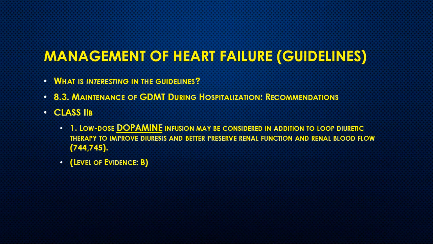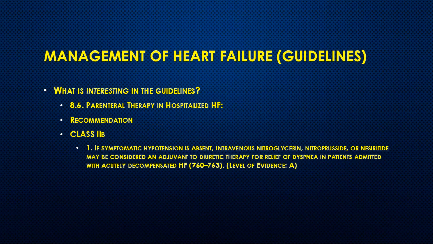Further, what else is interesting in the guidelines? Well, it's interesting that they consider that low-dose dopamine may be considered in addition to loop diuretics to improve diuresis and preserve renal function. Maybe this is a recommendation which will fall by the wayside, but currently these guidelines suggest that low-dose dopamine may be used in this circumstance. Other medications which may be used in hospitalized heart failure patients include some of the common ones like nitroglycerin, and the more toxic ones like nitroprusside, and the ones which are now passé, such as nesiritide, which is exogenous BNP.